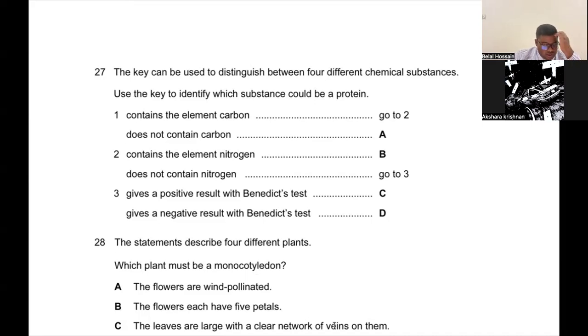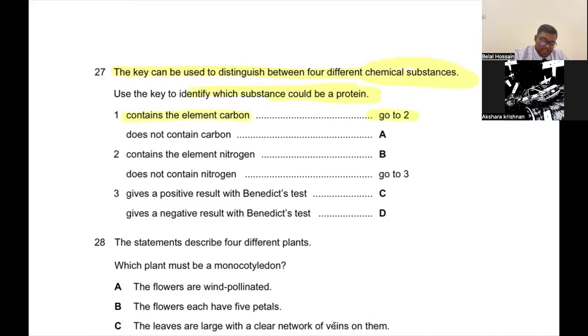Number 27. What's your answer? Sir, I don't know. No problem, you try like this. The key can be used to distinguish between four chemical substances. Use it to identify which substance is a protein. Contains the element carbon, go to 2.